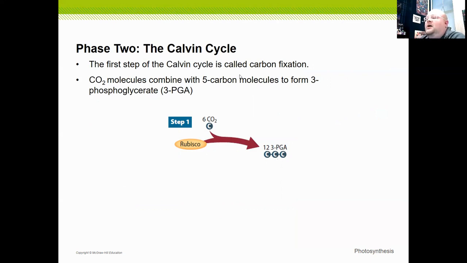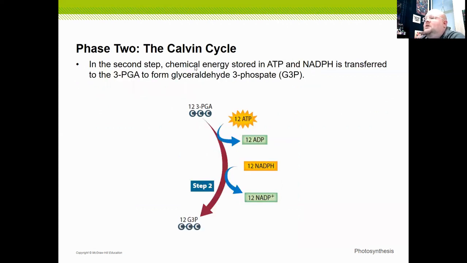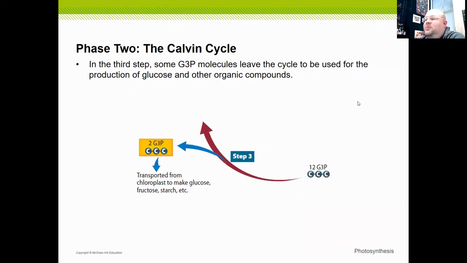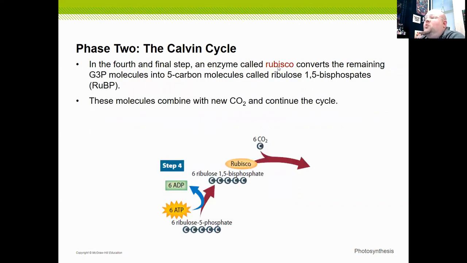Basically, carbon dioxide molecules combine with these 5 carbon molecules to form 3-phosphoglycerate, or 3-PGA. In the second step, chemical energy is stored in ATP, and NADPH is transferred to the 3-PGA to form glyceraldehyde 3-phosphate, or G3P. In the third step, some G3P molecules leave the cycle to be used for the production of glucose and other organic compounds. In the fourth and final step, an enzyme called Rubisco converts the remaining G3P molecules into 5 carbon molecules called ribulose 1,5-bisphosphate, or RuBP. And these molecules combine with the new CO2 and continue the cycle.